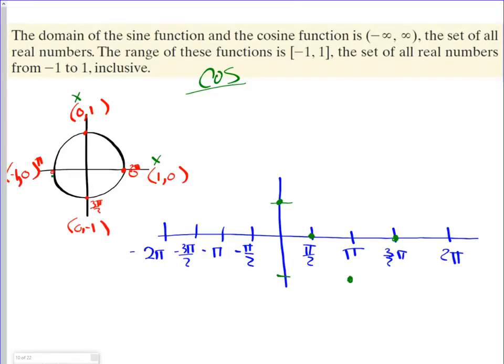And then at 2 pi, where am I at now? I'm back up at 1. Okay? I want to make sure that you have these pieces. So please, give me thumbs up, thumbs down.